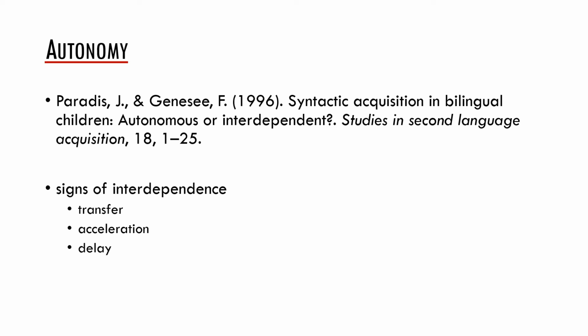Acceleration means that a certain property emerges in the grammar earlier than would be the norm in monolingual acquisition, and this would be due to the existence of the same structure in the other language. The third potential manifestation of interdependence involves the overall rate of acquisition. For Paradis and Genesee, this would be a situation when the bilinguals would be behind monolinguals in their overall progress in grammatical development. However, the results indicate that the bilingual children show no evidence of transfer, acceleration, or delay in acquisition. Therefore, Paradis and Genesee argue that grammars are acquired autonomously in bilingual children.